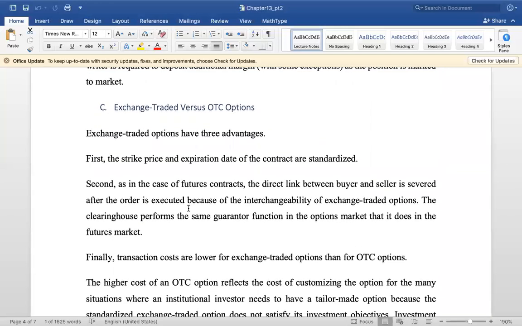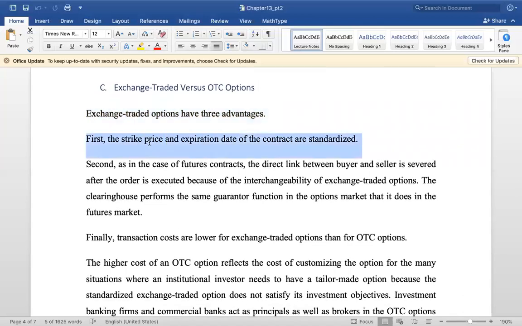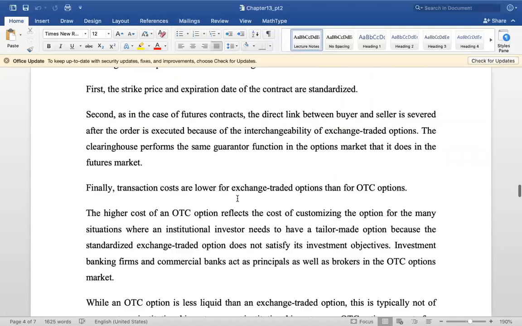Exchange traded versus over-the-counter options. Exchange traded options have three advantages over over-the-counter options. First, the strike price and the expiration date of the contracts are standardized. Second, as in the case of futures contracts, the direct link between buyer and seller is severed after the order is executed because of the interchangeability of exchange traded options. The clearinghouse performs as a guarantor. Finally, the transaction costs are lower for exchange traded options than for over-the-counter options.